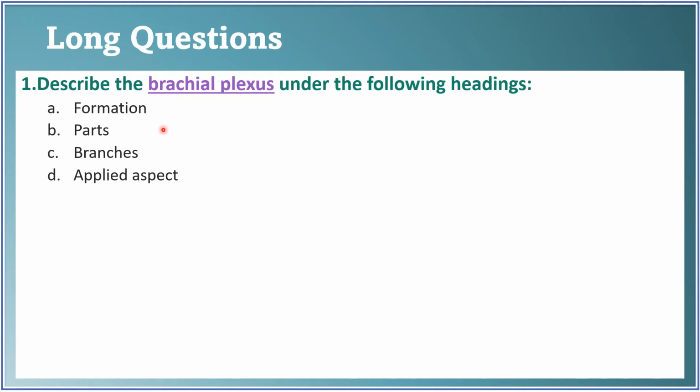Remember here, in the case of a structured question, all the parts may not have the same marks, so be careful about that. For example, formation can have just 1 mark, parts can have 2 marks, branches can have 3 marks, and applied aspect can have 2 marks, or sometimes 3 marks also. So depending upon the marks, you should write your answer.